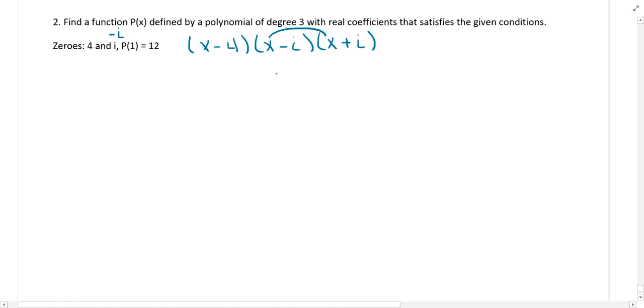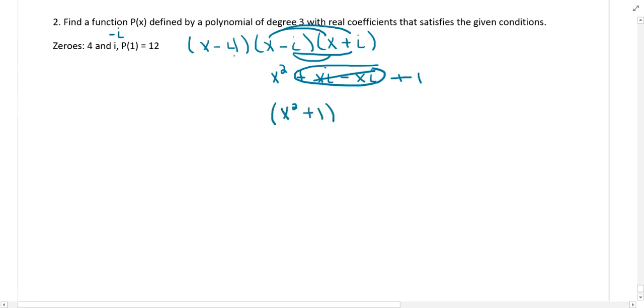So we have x times x, x squared, x times i, positive xi, negative i times x, negative xi, negative i times positive i, negative i squared, which is negative 1. So this turns into minus negative 1, so plus 1 there. These two middle terms are going to cancel out. So I have x squared plus 1. Okay, then x minus 4 comes down.